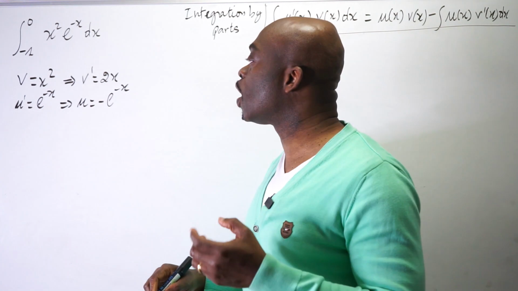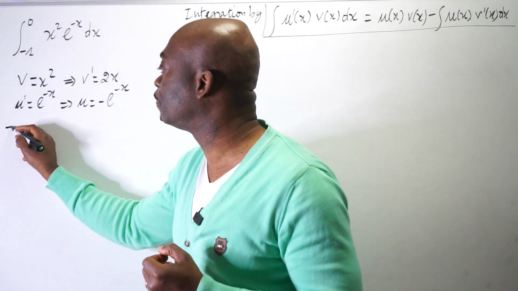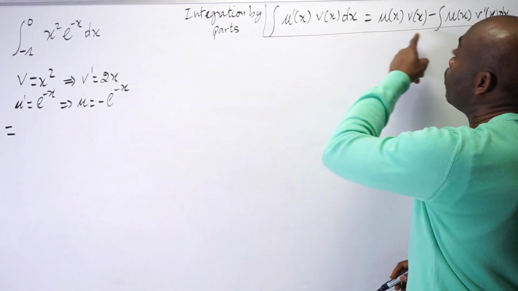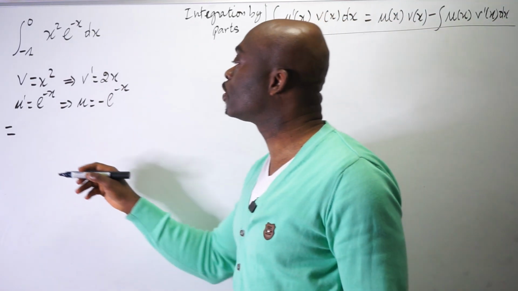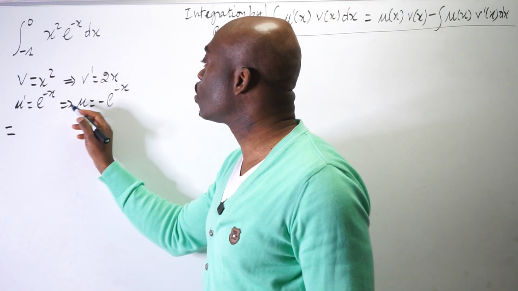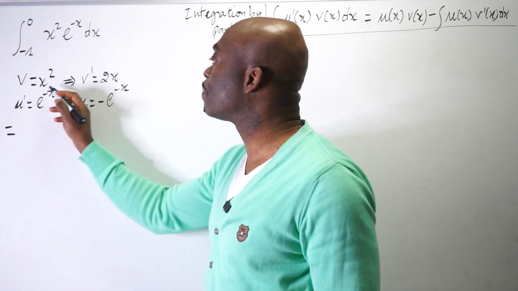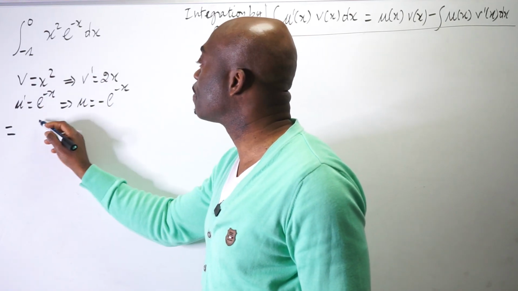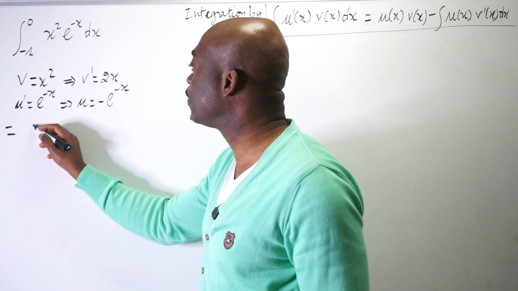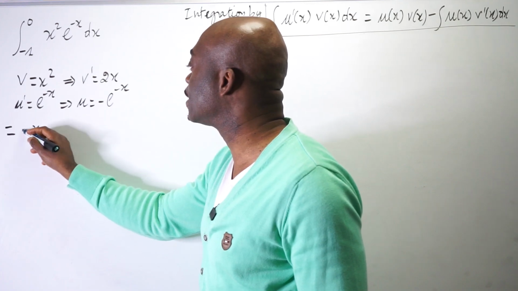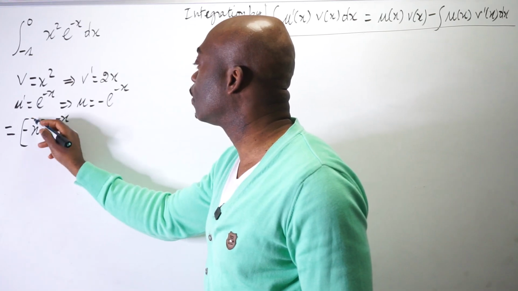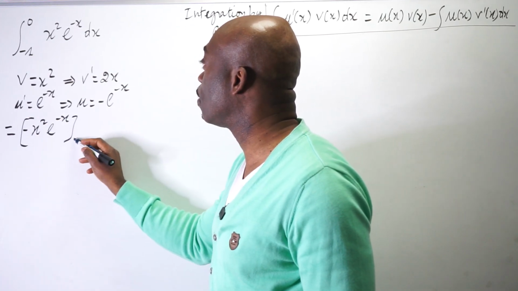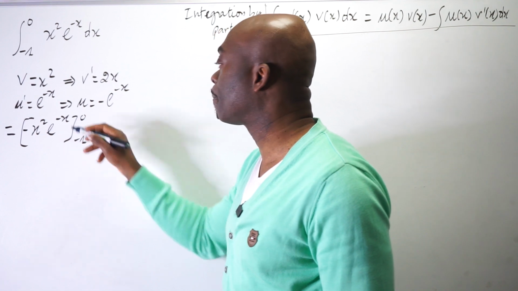Now we're going to apply the formula. It's going to be u times v. So u times v is going to give us negative x squared e to the negative x, from -1 to 0.